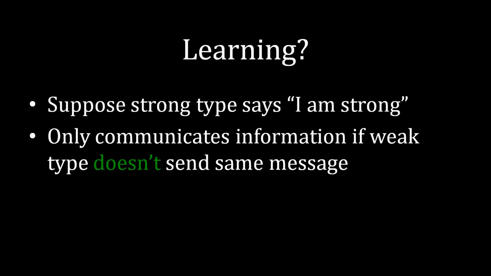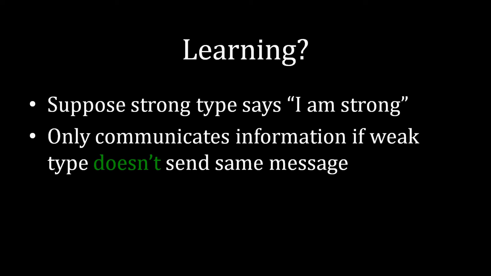Well, for that to happen, there needs to be some sort of learning going on. And if that's happening, we need the strong type to be sending one message. Imagine that that message is, "I am strong." And the weak type needs to be sending a different message. If the strong type is saying, "I am strong," it only communicates information if the weak type does not send the same message. If the weak type says, "I am strong" as well, then when Albert is listening to these messages, he doesn't see anything different. He sees the strong type sending, "I am strong." He sees the weak type saying, "I am strong." And that means that conditional on receiving a message that says, "I am strong," Albert's belief about Barbara's type is exactly the same as it was before the game is played.